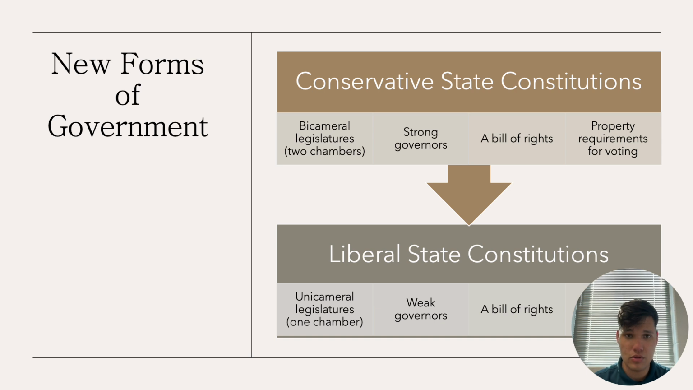And when it came to liberal state constitutions, it featured unicameral legislators, weak governors, property requirements for voting, and a Bill of Rights. So that's the new forms of government happening during this time. They're obviously different from each other: the conservative have strong, liberal have weak, and the property requirement for voting is definitely one of the biggest differences between the two. But let's move on.